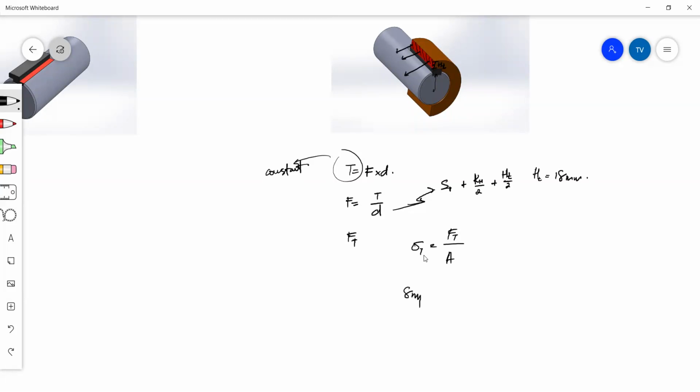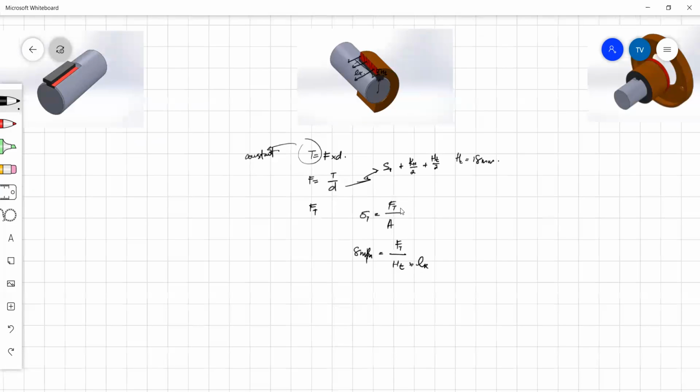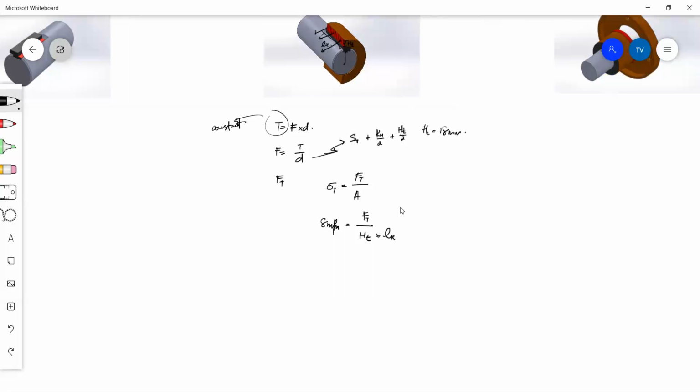So 8 megapascals is equal to whatever your force value is divided by the area. The area is your hub thickness multiplied by your length of key. Key length is this length, which you found from your key analysis in the previous step. Now, once you've done that, you will try and solve for your actual hub thickness.